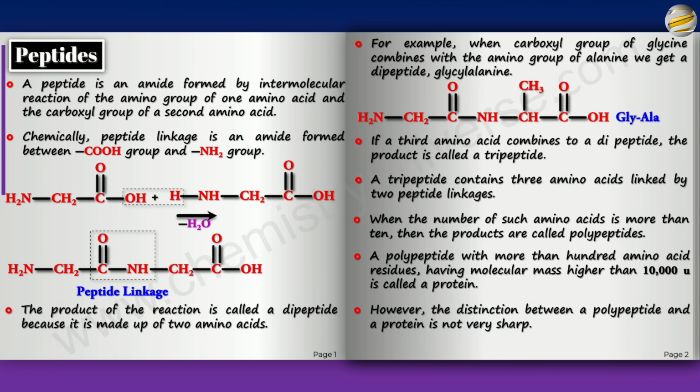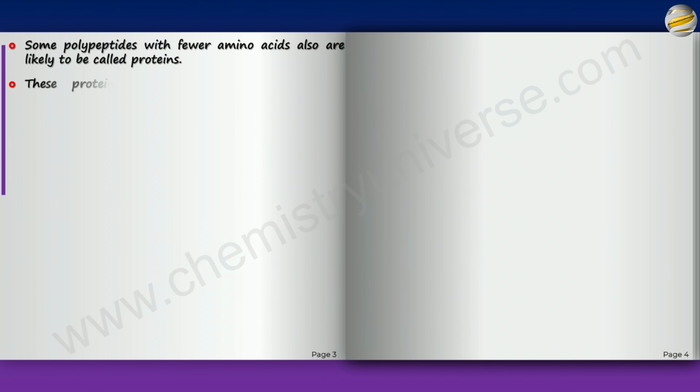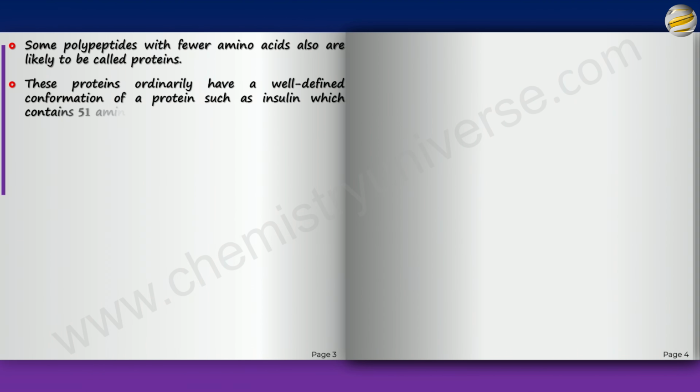So you can't really ask whether this is a polypeptide or a protein, because a polypeptide having a huge molecular mass is definitely a protein, but there is no particular demarcation for that. Some polypeptides with fewer amino acids are also likely to be called proteins. These proteins ordinarily have a well-defined conformation, such as insulin, which contains around 51 amino acids.